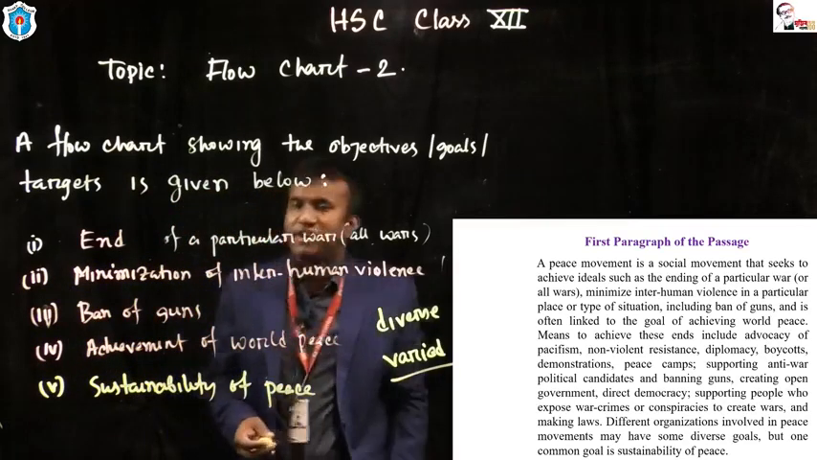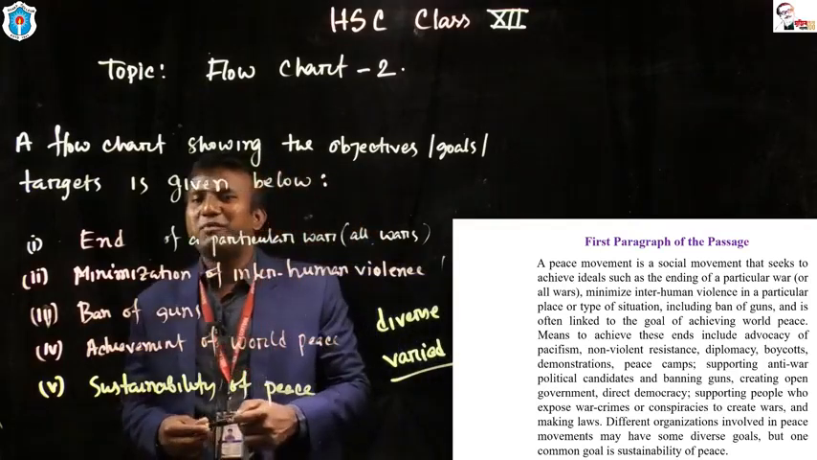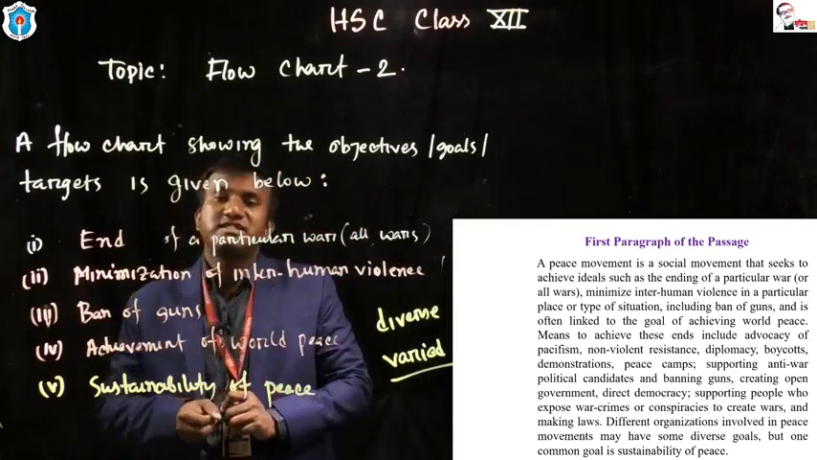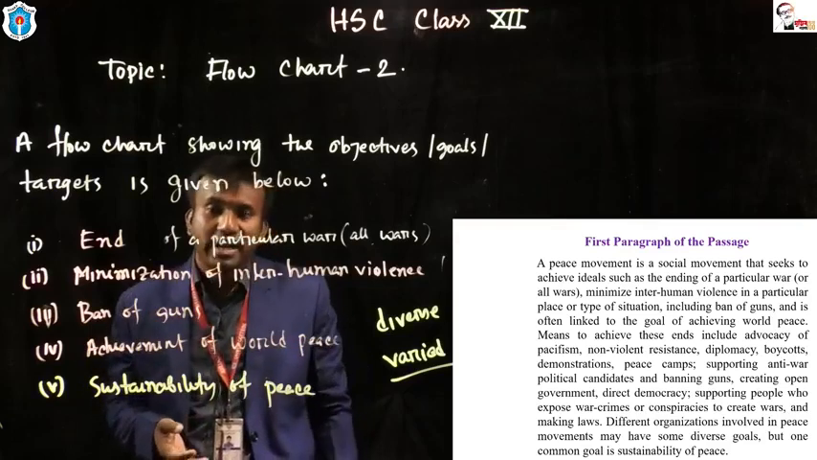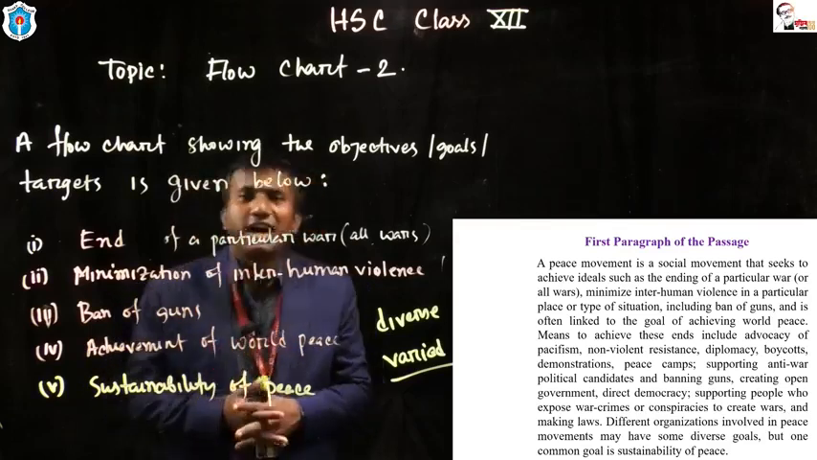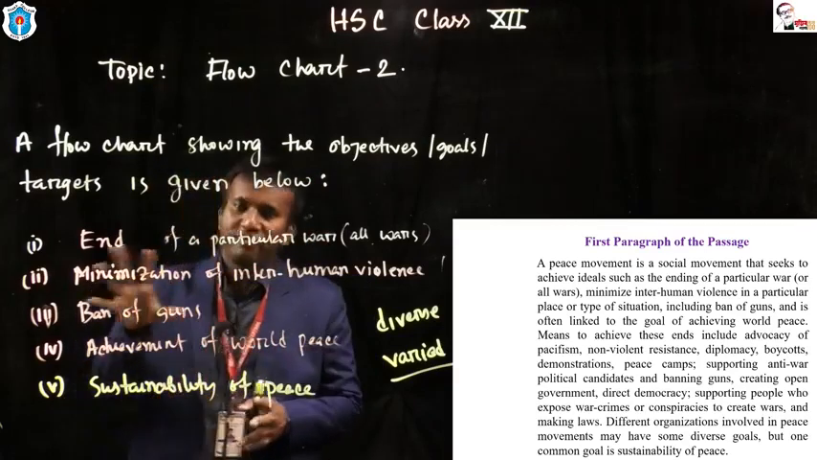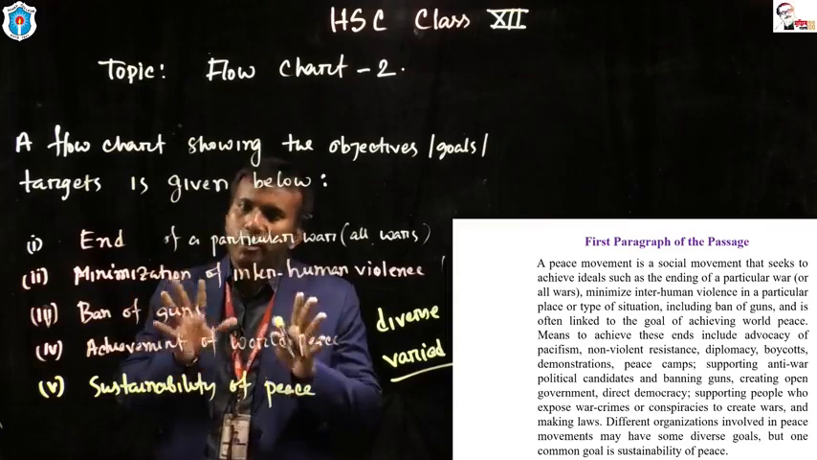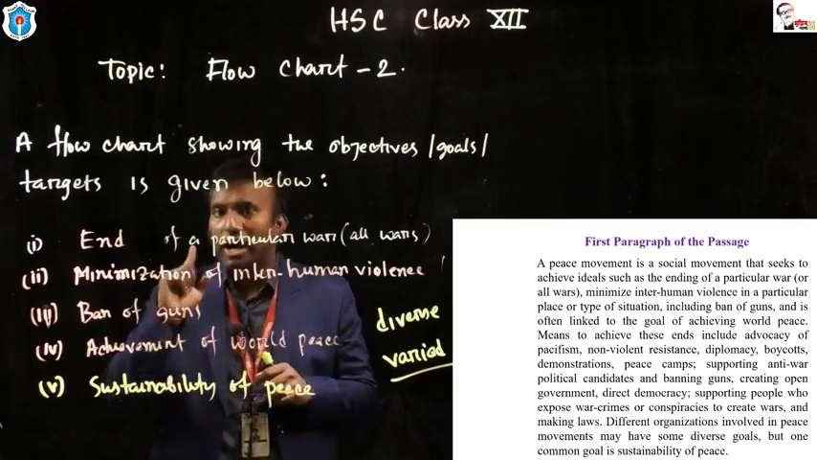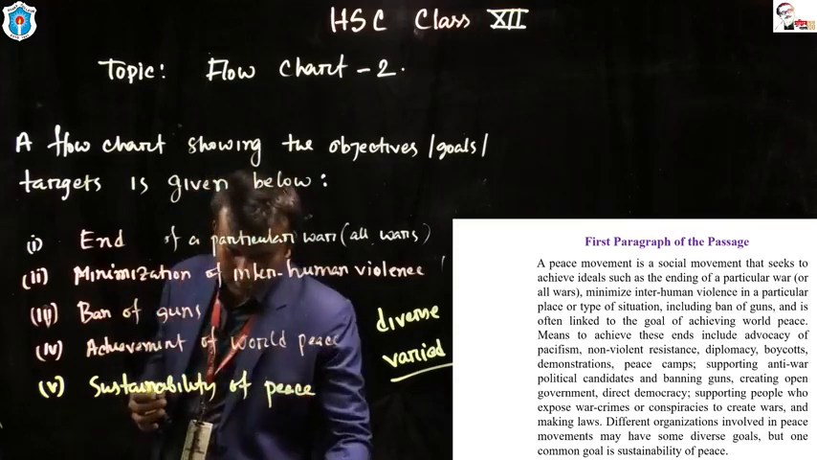Okay, we have got five answers, but how many boxes do we have? We have six boxes. We have to fill in six boxes with six targets or goals or aims of peace movement. We have got five. We are looking for another one, and we have already finished the first paragraph. We have another paragraph. Look at.